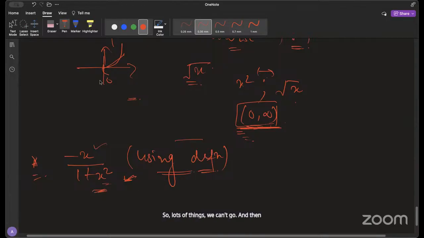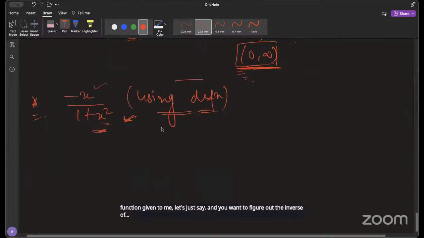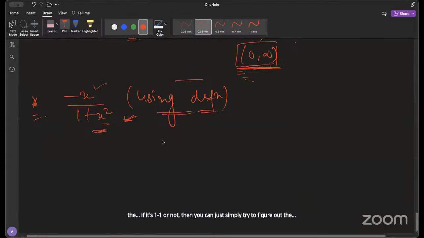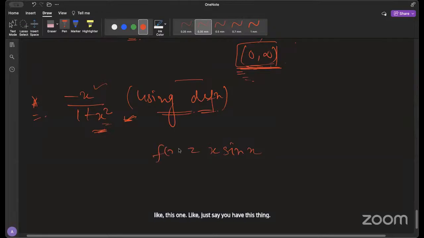If a function is given to you and you want to figure out if it's 1-1 or not, you can simply try to figure out its inverse. Now there still are functions whose inverse you can't directly find, like this one. Let's just say you have this thing. If you try to find the inverse of this the usual way, you won't be able to find it.